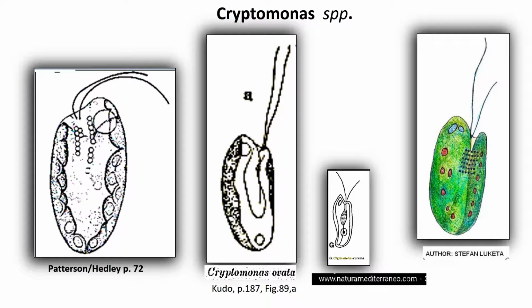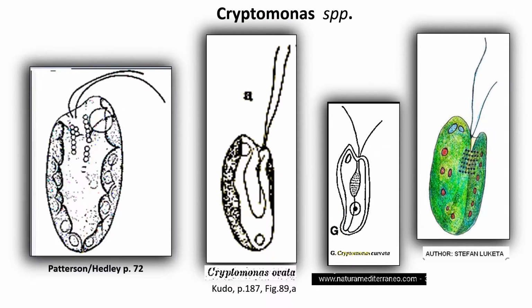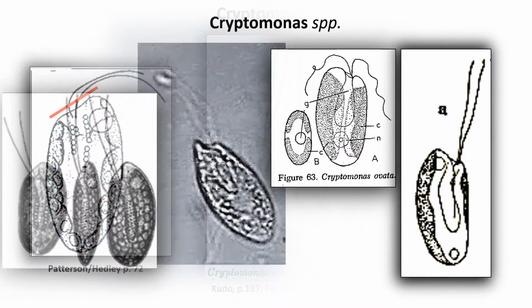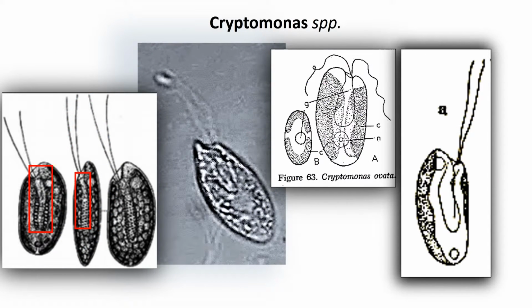Cryptomonads vary in length between 5 and 40 microns. They are asymmetrically truncated anteriorly. There is a moderately deep cellular invagination on the ventral side. The proximal portion of this invagination is known as the vestibulum.